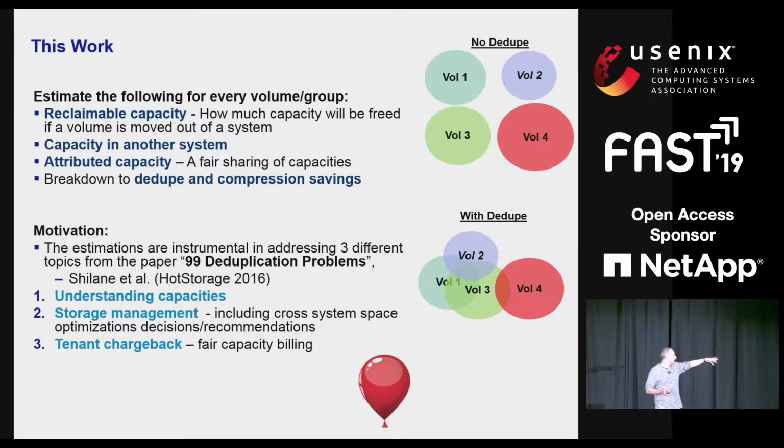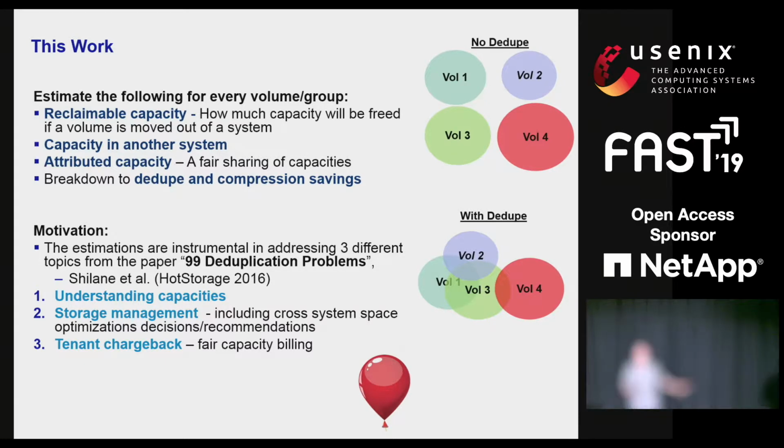For some motivation, you can go and read a nice position paper at Hot Storage 2016 by Phil Shilane et al. They said, here are some neat deduplication problems that we need to tackle that nobody is studying. And here, we're actually addressing a lot of these. So 3 of them: understanding capacities, storage management, even at a large scale of a data center, optimizing capacity across systems, and then tenant chargeback. We want to bill tenants fairly, not according to the logical capacity they are using, but according to the physical capacity they are using.